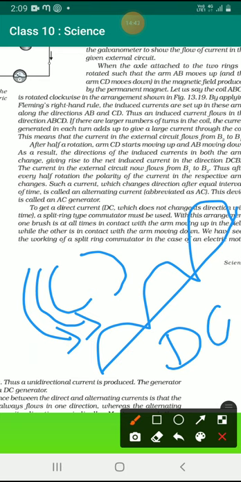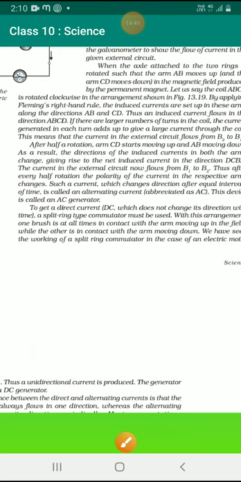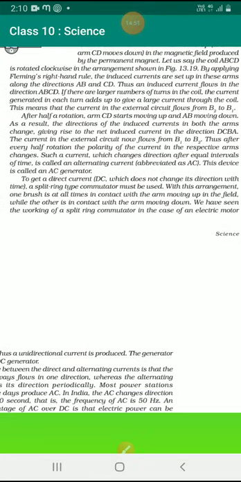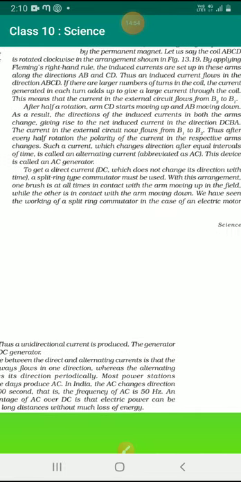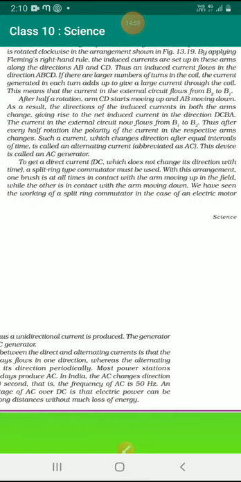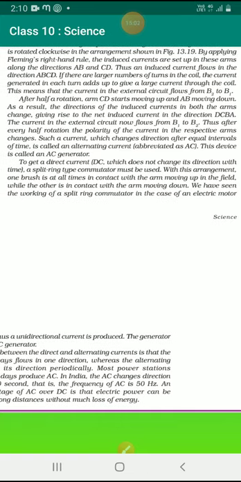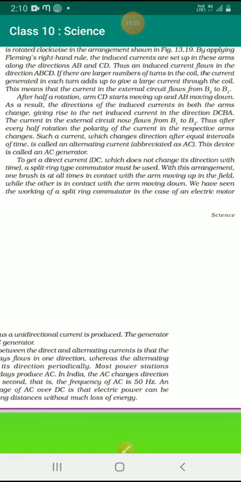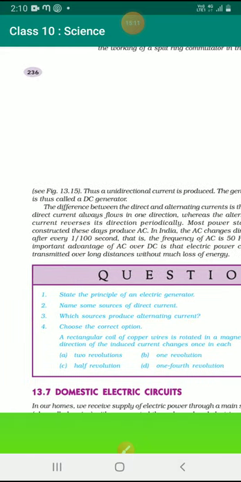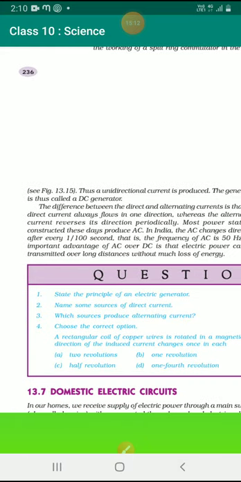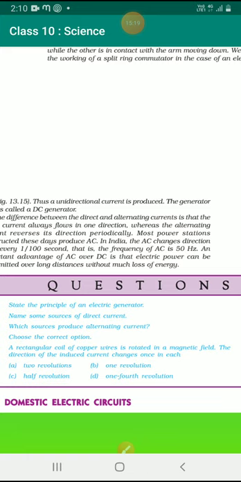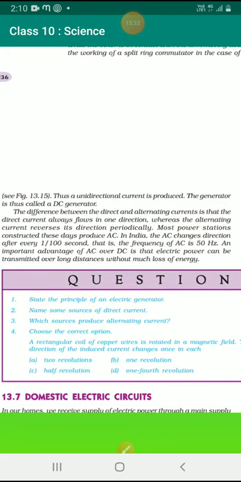DC means direct current, and AC means alternating current. Split rings and a commutator are used for that. With this arrangement, one brush at a time is in contact with the arm moving up, while the other is in contact with the arm moving down. We have seen the working of the split ring commutator in the case of an electric motor. Unidirectional current means current is produced in the same direction, which is called DC current.